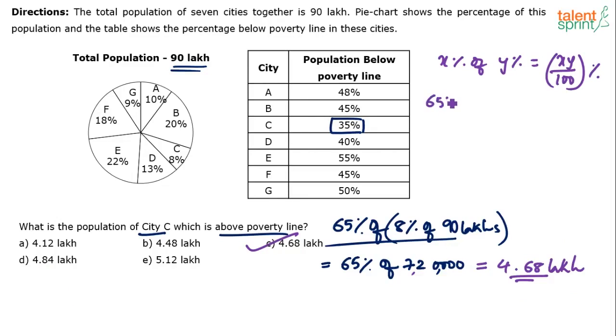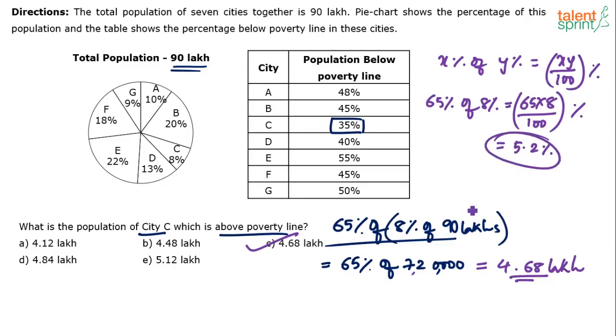So I can say 65% of 8% should be equal to 65 into 8 by 100. 65 into 8, 520 by 100, 5.2%. So all I want is 5.2% of what? Of 90 lakhs now. 5% of 90 lakhs is 4.5 lakhs. The moment I know 5% is 4.5 lakhs, 5.2% should be more than 4.5 lakhs. So option A, option B get cancelled. And you know that 0.2% cannot take it to 5 lakhs. It may be 4.5 plus something, a little more. 0.2% is 18,000. So 4.5 lakhs plus 18,000. Option C. D also gets eliminated.